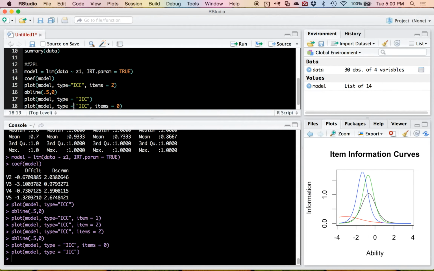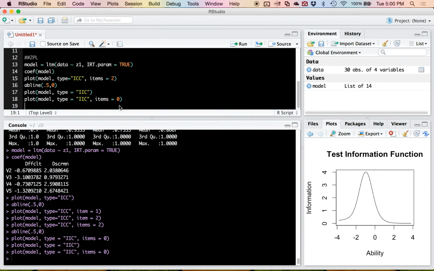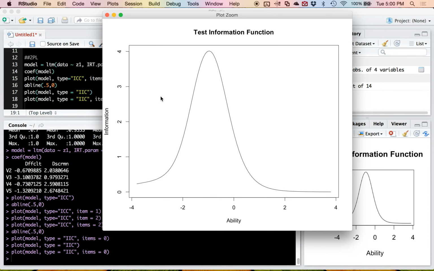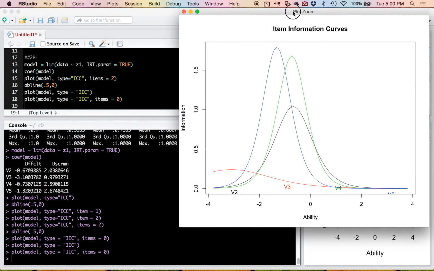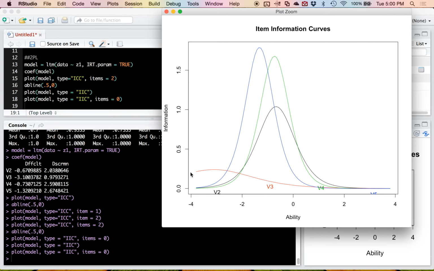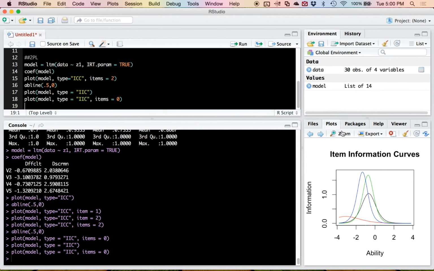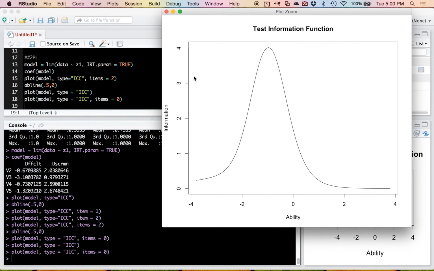So let me plot this one again, the one where it says items equals 0. And that gives me the test information function. The test information function is not an average, it's the sum total of all these distributions together. So let me see if I can back up one here. I'm just going to put them next to each other. Okay, so it is basically the addition of all of these into one picture. Go to the next plot and zoom on that one.